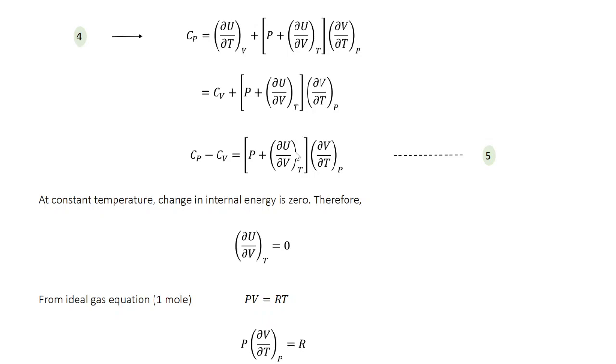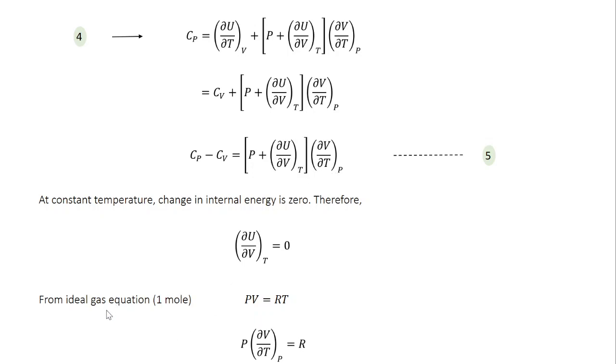Now we know that at constant temperature the change in internal energy is 0, because internal energy is a function of temperature. When there is no change in temperature, there is no change in internal energy as well. So this term on the right hand side, ∂U/∂V at constant temperature, the change in internal energy as a function of volume at constant temperature, is bound to be 0. So I can get rid of this term. Now how do I simplify the remaining term?